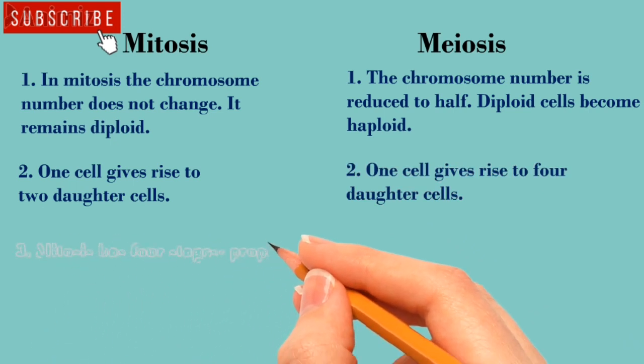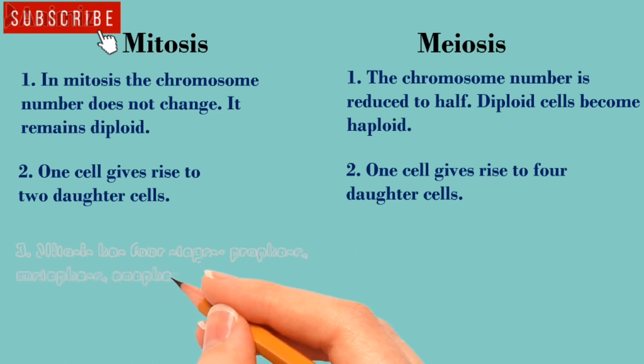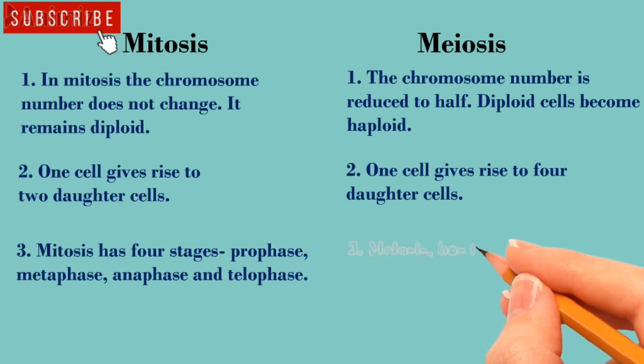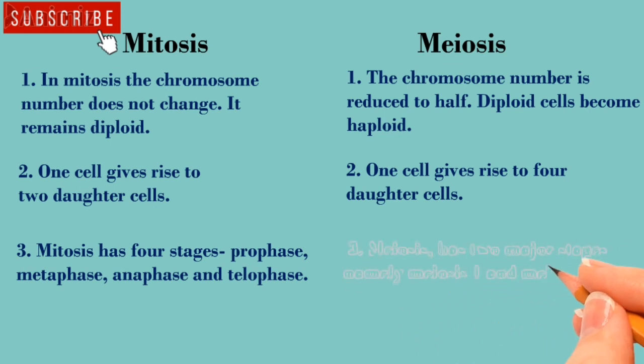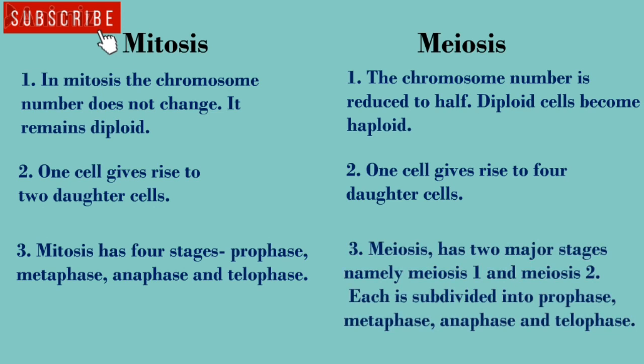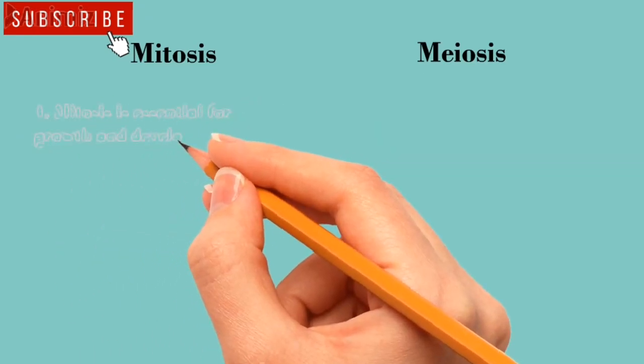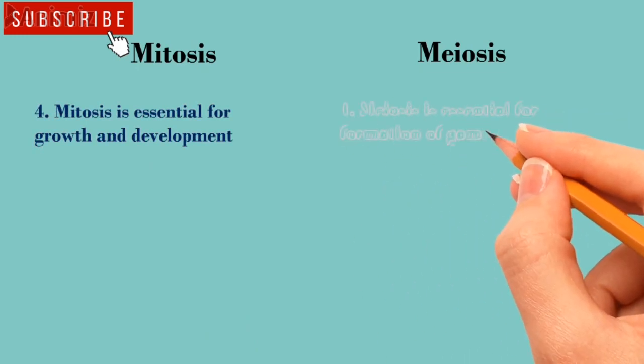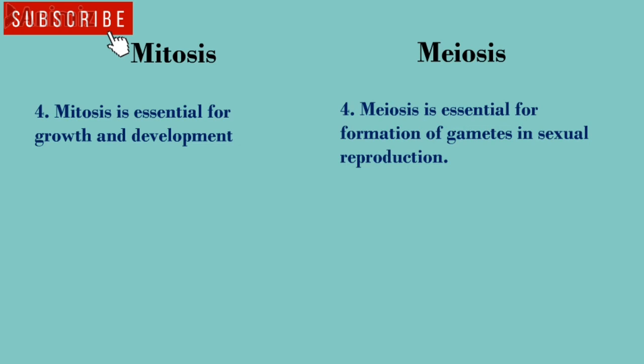Mitosis has 4 stages: prophase, metaphase, anaphase and telophase. Whereas meiosis has 2 major stages, namely meiosis 1 and meiosis 2. Each is subdivided into prophase, metaphase, anaphase and telophase. Mitosis is essential for growth and development, whereas meiosis is essential for formation of gametes in sexual reproduction.